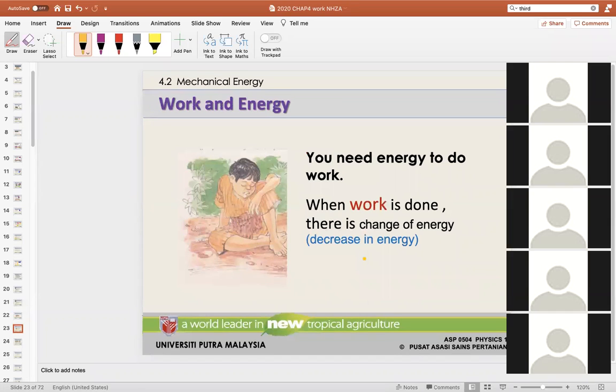That was a bad explanation. Okay, you need energy to do work. When work is done, there is a change in energy. You decrease in energy. For example, Nabiha does kitchen work, cooking. So after cooking, she feels tired. That means that after work is done, there is a decrease in energy.